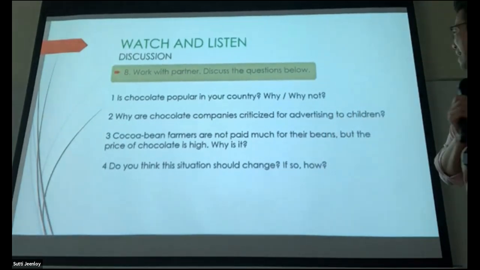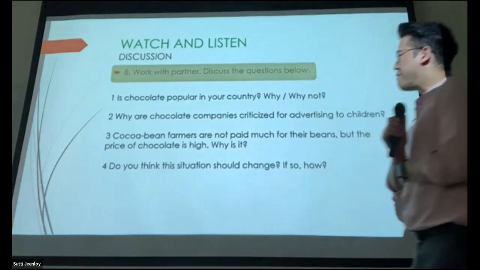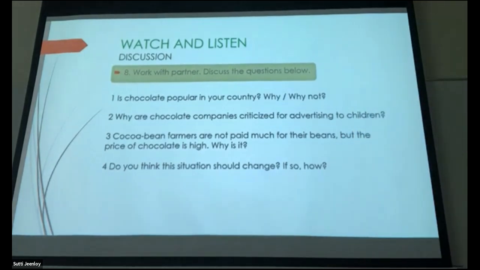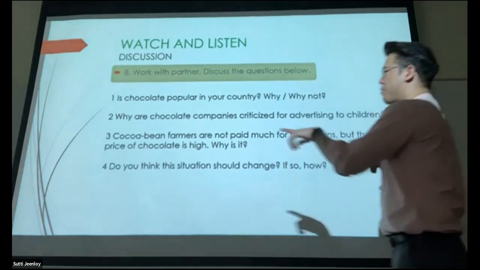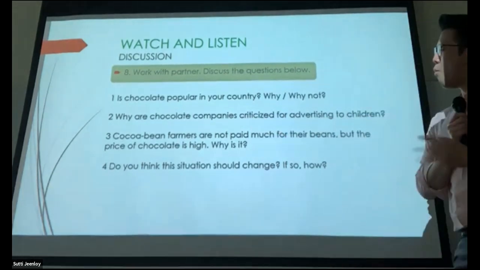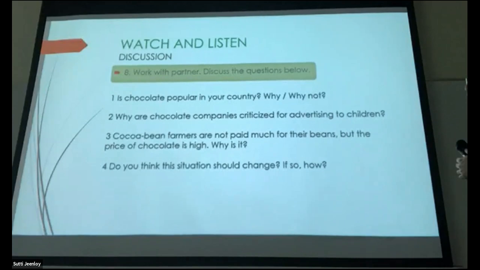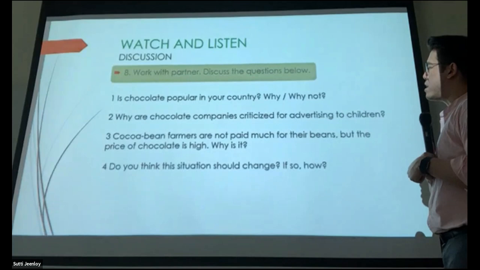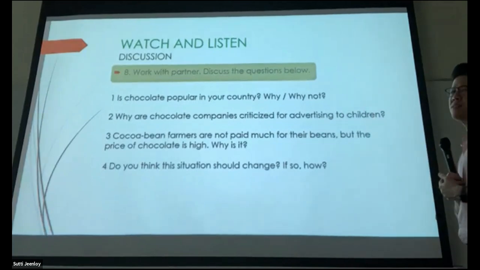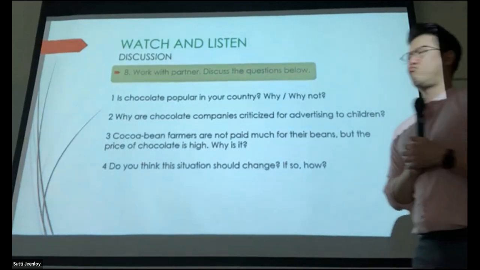Cocoa bean farmers are not paid much for their beans, but the price of chocolate is high. Why is that? See, this is a question that I left earlier, right? The farmers are not really getting paid much, but the price is rather high. Why is that?